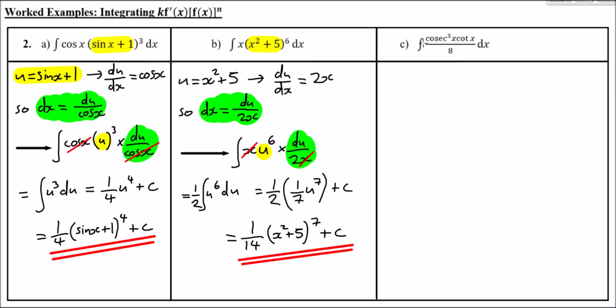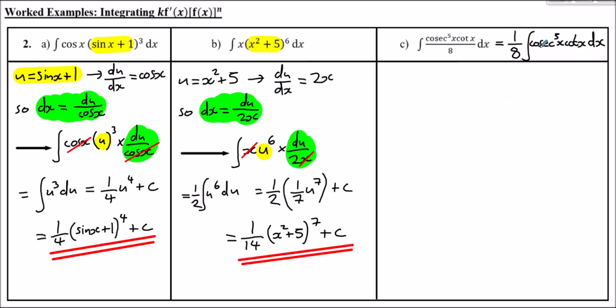Finally, for question 2, part C, we've got cosec 5x cot x all over 8 with respect to x. So the first thing I'd suggest we do here is we just rewrite this, take out the 8 straight away, and just call it cosec 5x cot x dx. You don't have to, but I think it's easier and neater taking out the constants first.